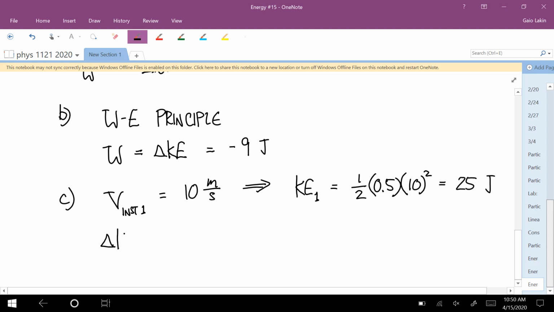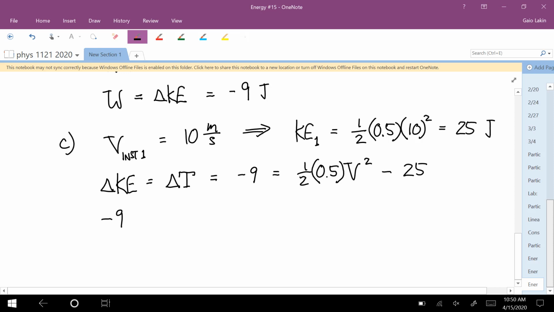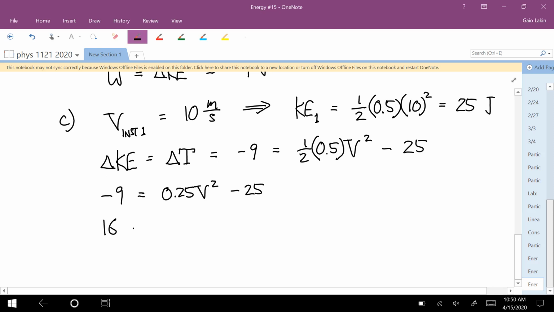Well, the change in kinetic energy, which I think I also denote often as change in a fancy T, because we're not really used to using multiple letters as variables. This is sort of a more mathematical way to write it. Okay, that's equal to, well, we know that it's equal to -9 joules, right? And that's equal to the kinetic energy at the end of the motion minus the kinetic energy at the start of the motion, which we already know is 25. So -9 is equal to 0.25 v squared minus 25. And so 16 is equal to 0.25 v squared.